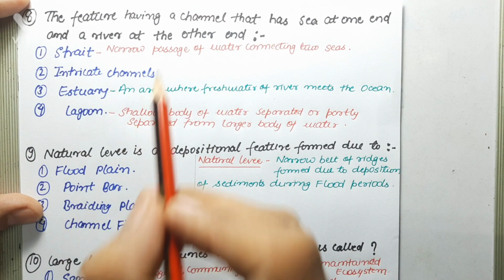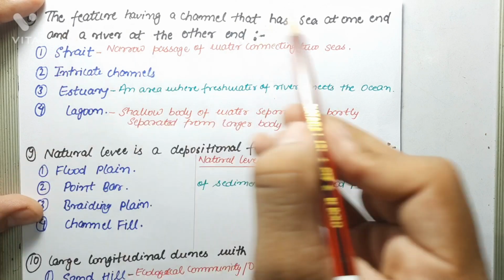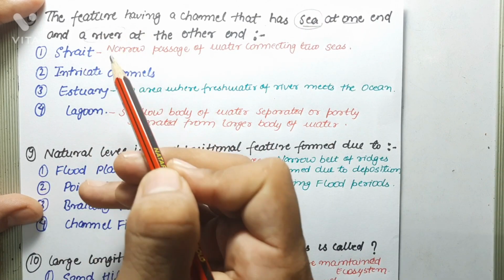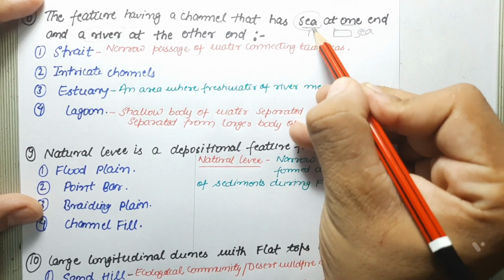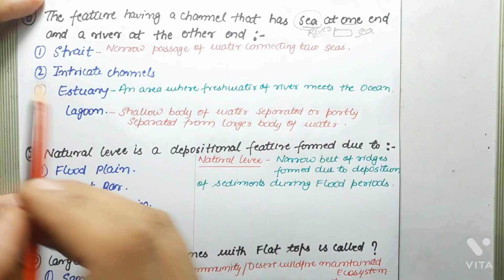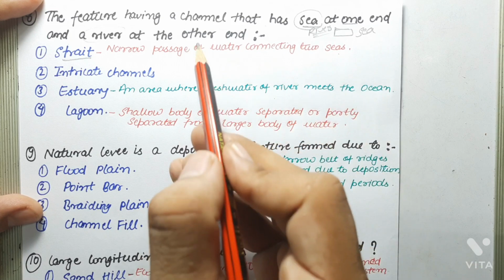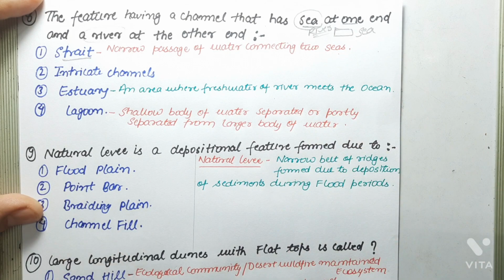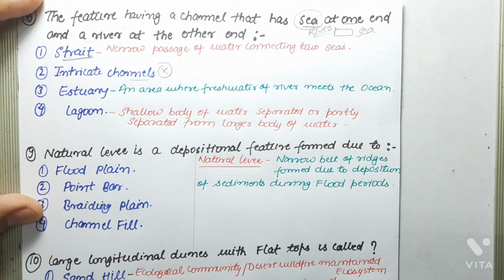Next question says, the feature having a channel that has sea at one end and a river at the other end. Okay, so this is asking about a feature which has sea at one end and a river at the other end. So first one is strait. Strait is a narrow passage of water connecting two seas. So basically there is a sea at one end and at the other end there is also a sea in case of strait. Okay, I don't have any idea about intricate channels. If you know about this, please let me know in the comment section.